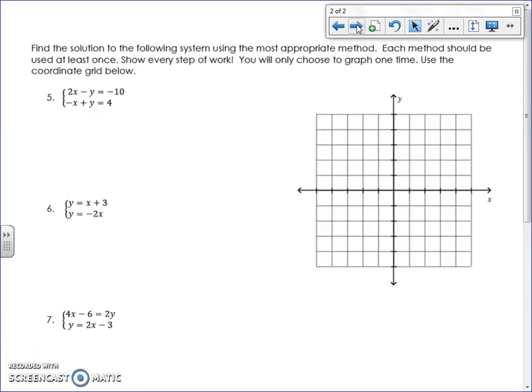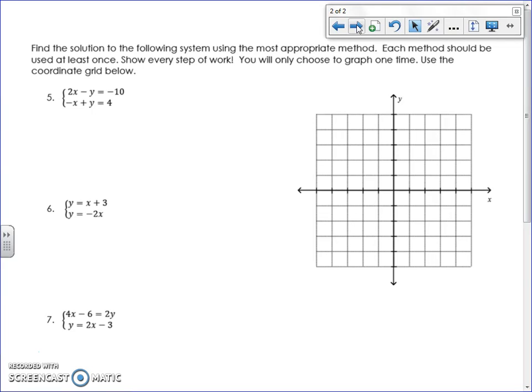Okay, so for number 5 through 9, basically you're solving the systems using a method that you think seems appropriate. So I'm only going to let you use the graphing method once, and then you're going to have to decide between substitution and elimination.